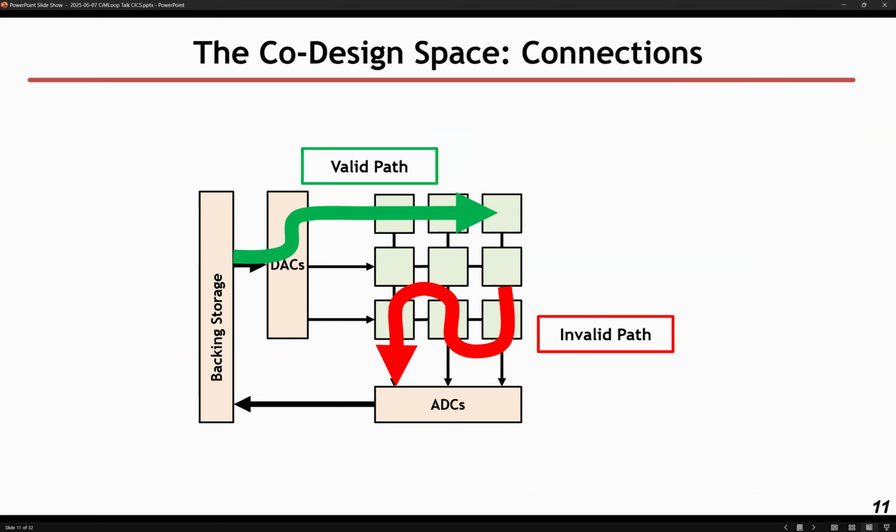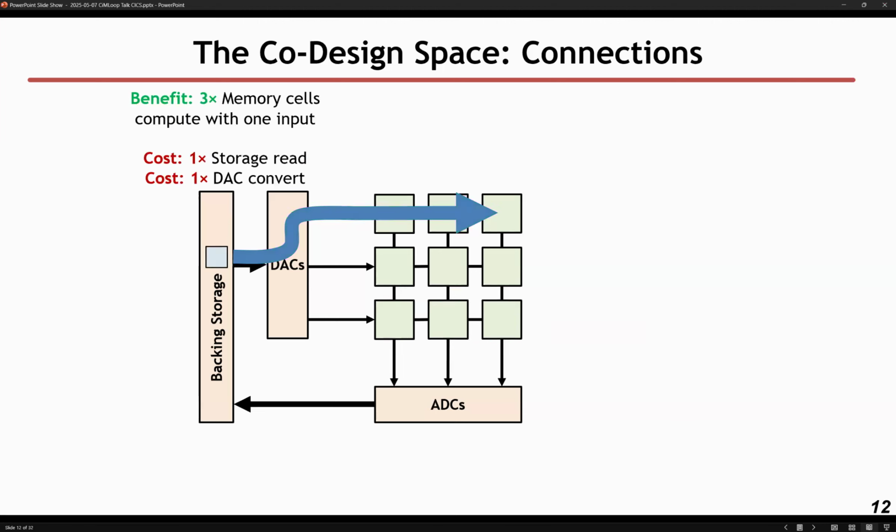So one good way we can move data is in a way that exploits reuse. This blue path up at the top is a good path for inputs. It starts in your backing storage right here over on the left. It travels through the digital analog converter, and then it visits 3 different memory cells. And we'll say that each of these memory cells will perform one computation with the input. The cost, of course, is that you start in the backing storage and you move through the digital analog converter. So you paid for one storage read, you paid for one DAC convert, costing energy. But the benefit is that you got 3 times memory cell computations with this one input.